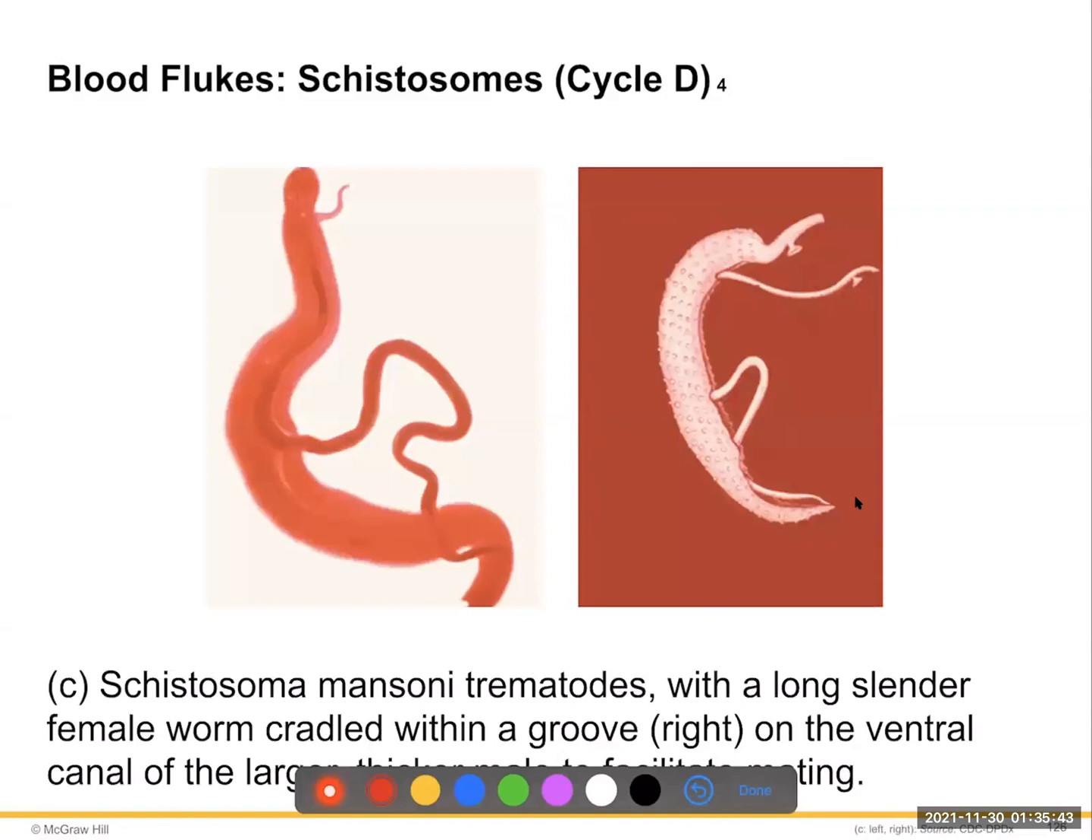Schistosoma mansoni, trematodes, with a long, slender female worm cradled within the groove on the ventral surface of the thicker male to facilitate mating. This is the female. Let me get a different color here to mark it out. This is the female worm, and this is the male worm. The male worm has a groove that the female fits into to facilitate mating. You can see how it kind of loops in here.